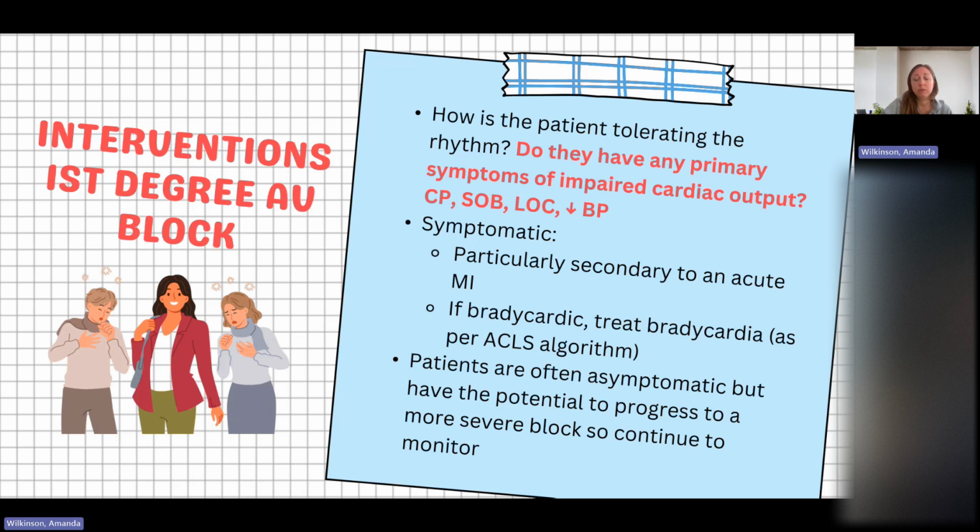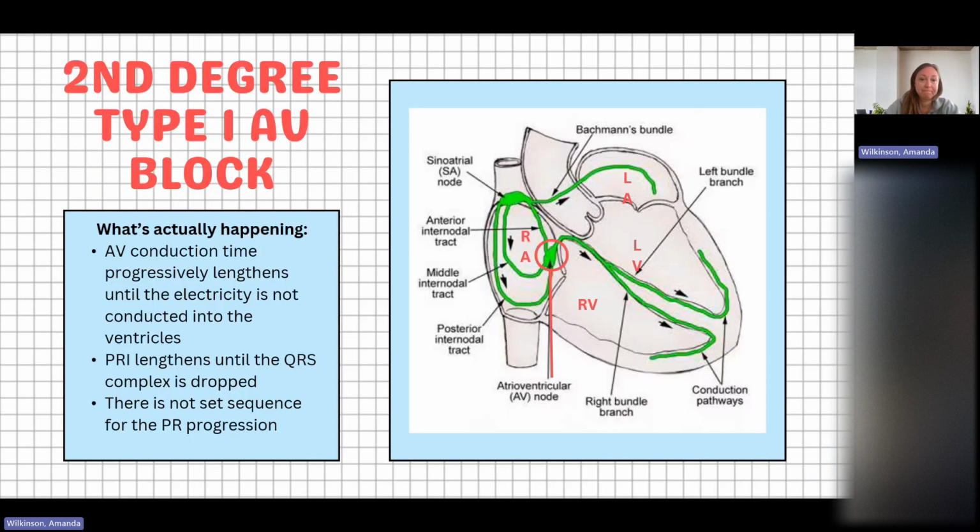But most patients with first degree blocks are asymptomatic and often just an incidental finding for them. That said, it can be a warning sign of a conduction system disease. So we should always continue to monitor, especially if the block is new or if the patient's condition changes.